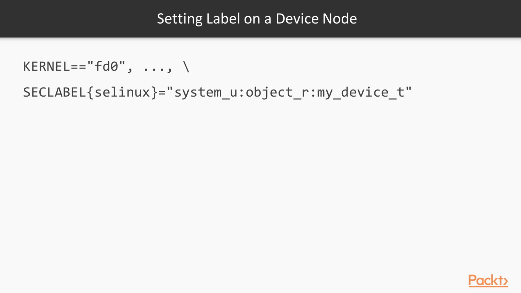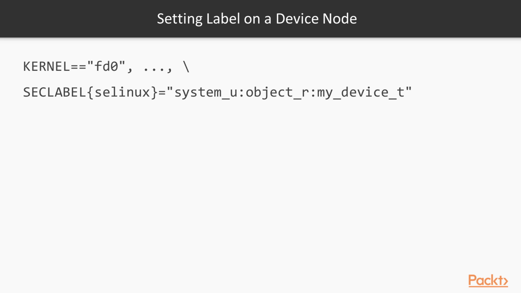One of the actions that udev supports is to assign a particular SELinux context on the device node. This is done through the SECLABEL SELinux action. Note that this action is only applicable to the device node that is created. If the rule also sets a symbolic link, then the symbolic link itself is left untouched and will inherit the default device_t context.